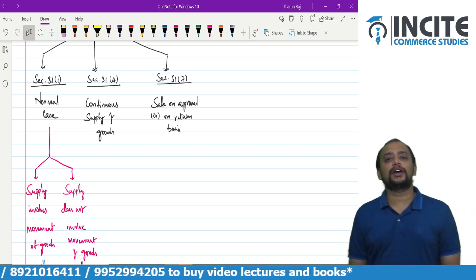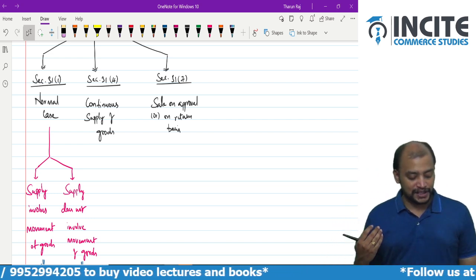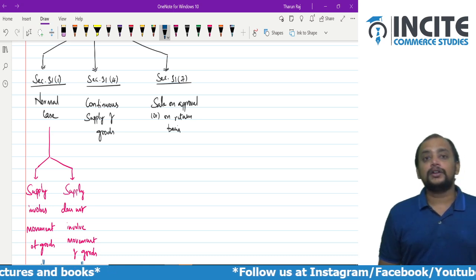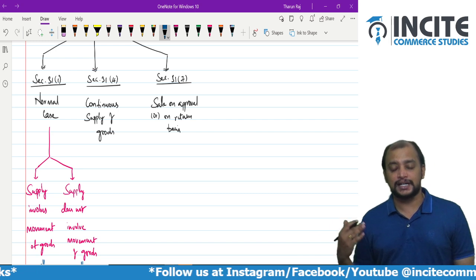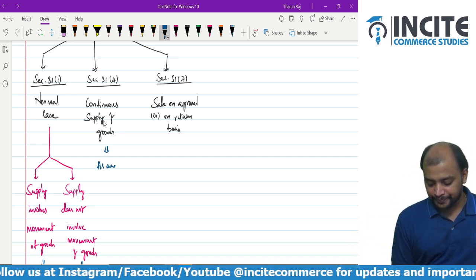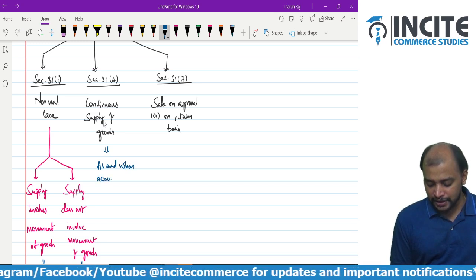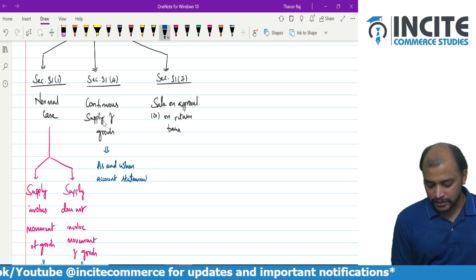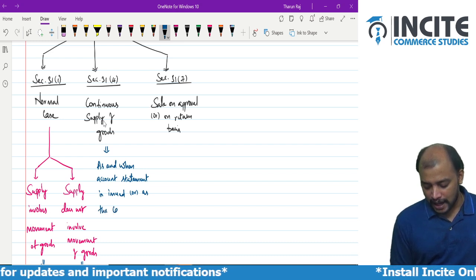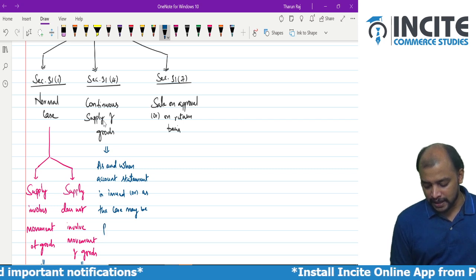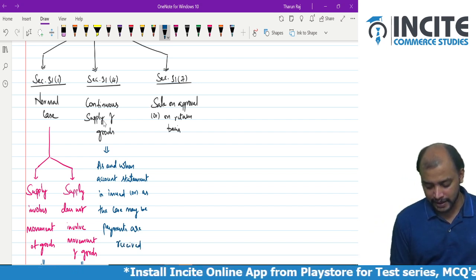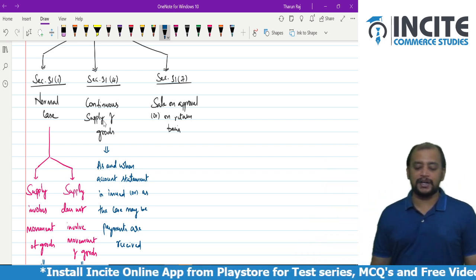So in continuous supply of goods, there will be successive supply of goods for which the payments are settled on a periodical basis. In case of continuous supply of goods, what will be taken as the due date of invoice? As and when the account statement is issued or, as the case may be, payments are received. So that will be taken.